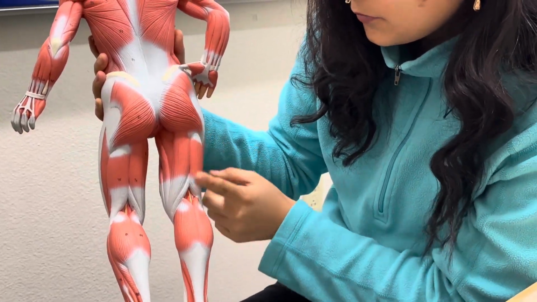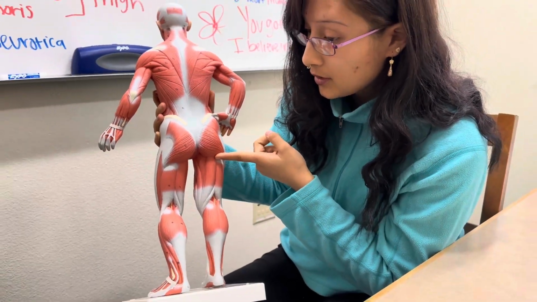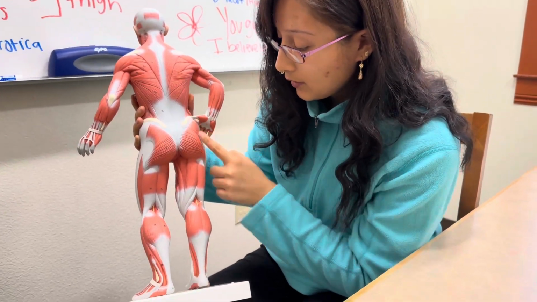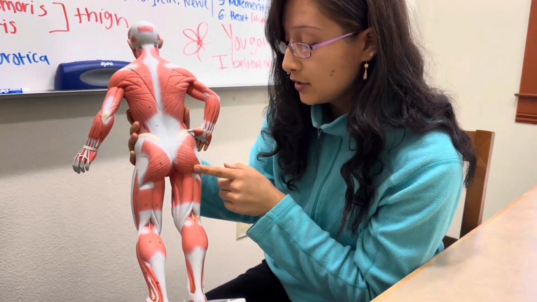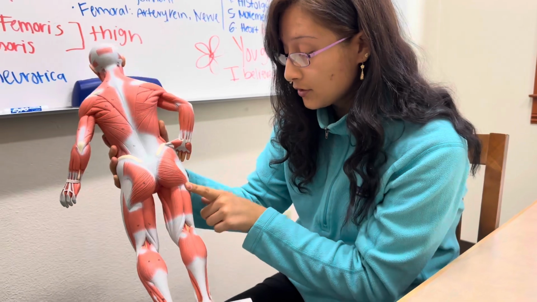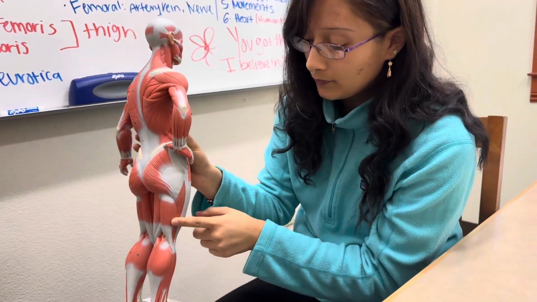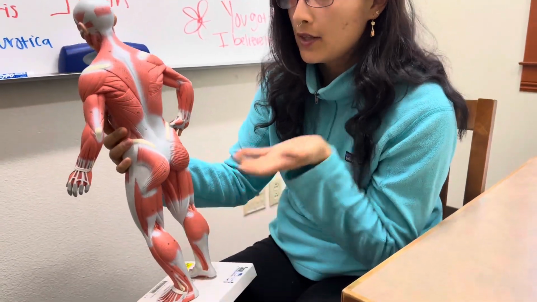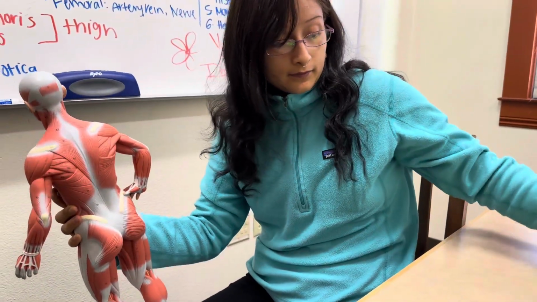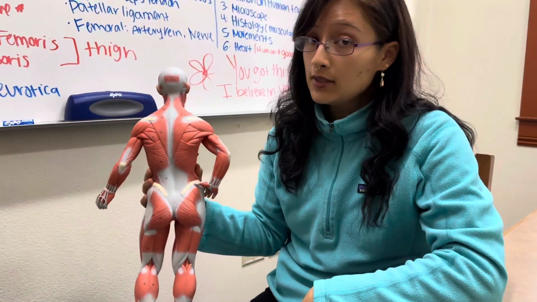The biceps femoris originates from the ischial tuberosity of the ischium, and it inserts all the way down to the lateral condyle of the tibia, and it allows you to basically flex the knee. So basically the quads allow you to extend the knee, and then the hamstrings allow you to flex the knee.